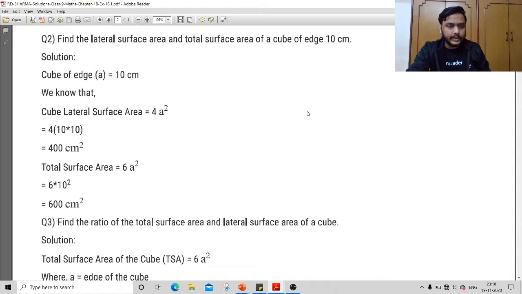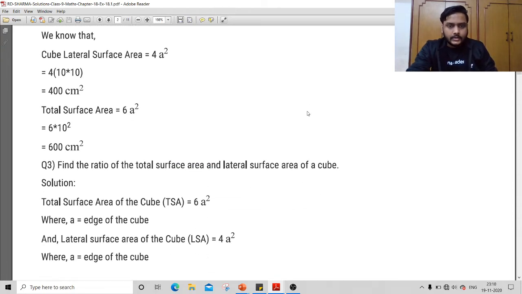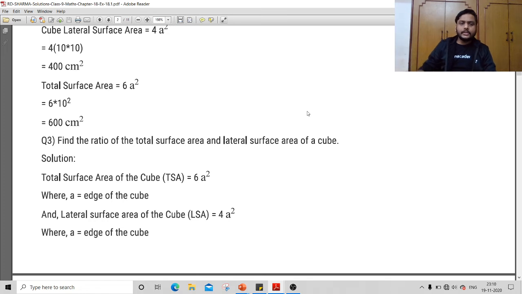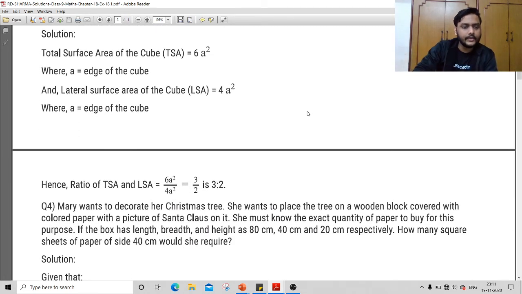Okay guys, so you all can do this question now. This is simple. See, I just want to find out the ratio of the total surface area and the lateral surface area of a cube. When I'm talking about the total surface area of the cube, it is gonna be 6a square. And the lateral surface area of the cube is gonna be 4a square. Now the ratio of total surface area to the lateral surface area will be 6a square ratio 4a square. That will be 6 ratio 4, and from here you will be getting your answer as 3:2. Are we clear? Simple question.